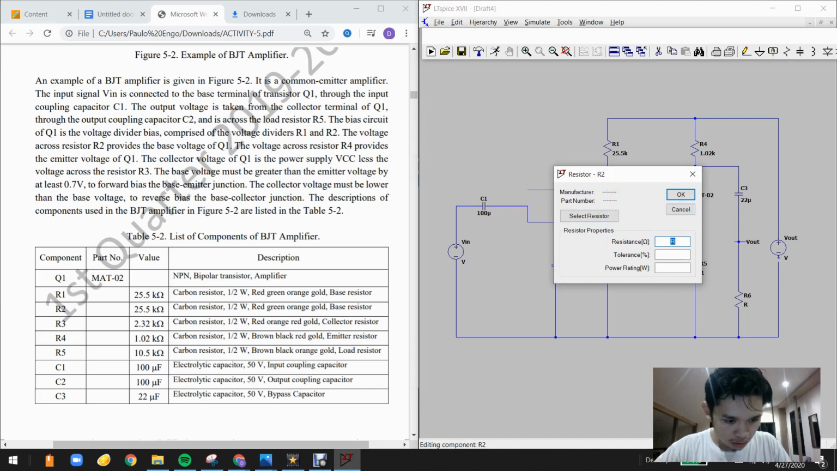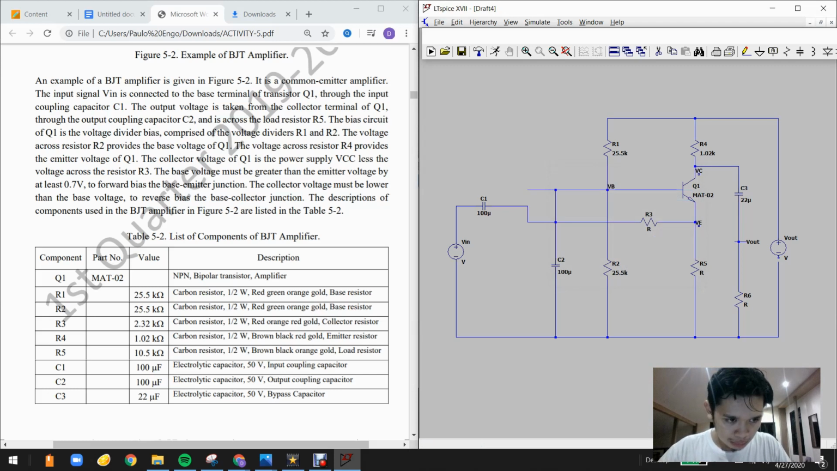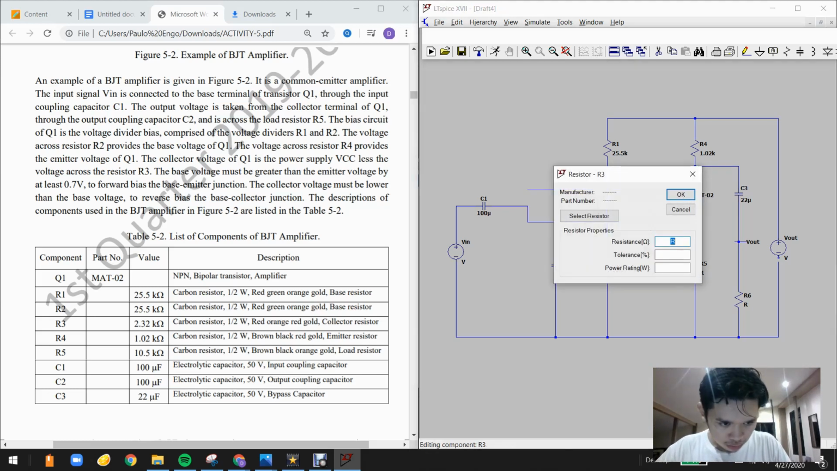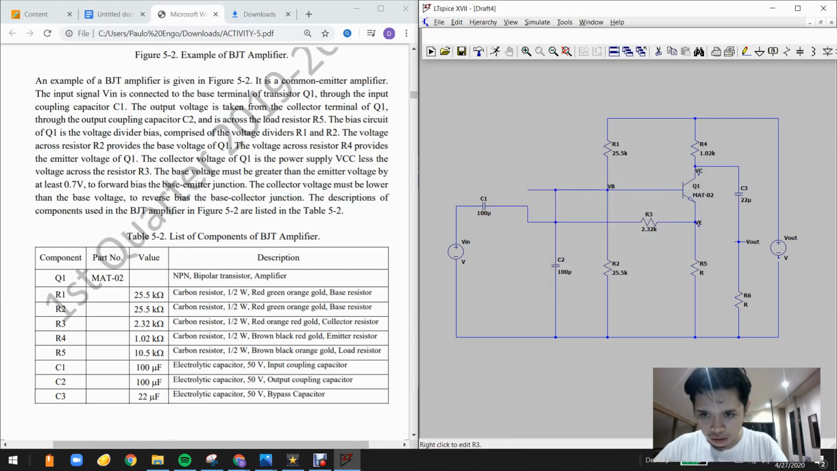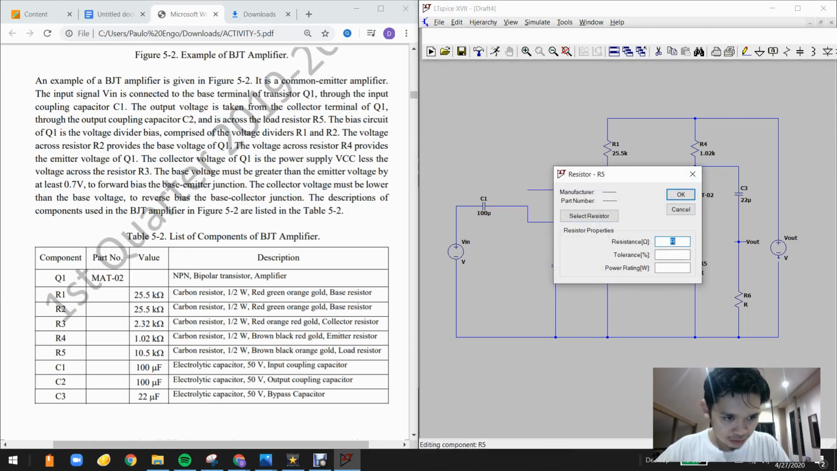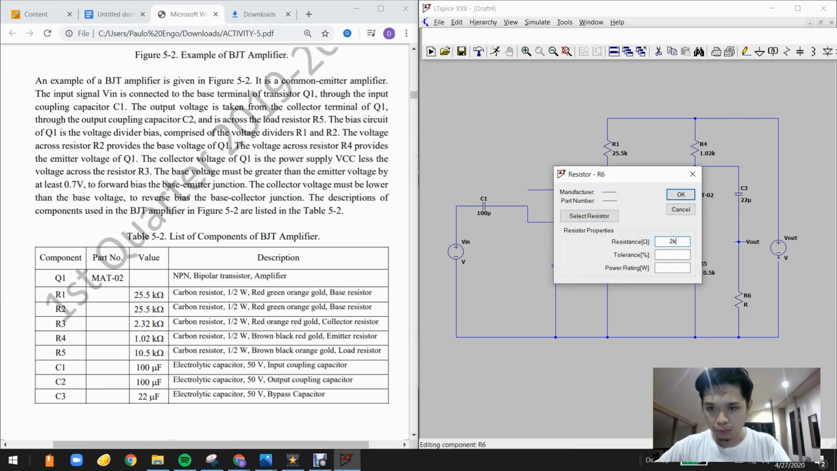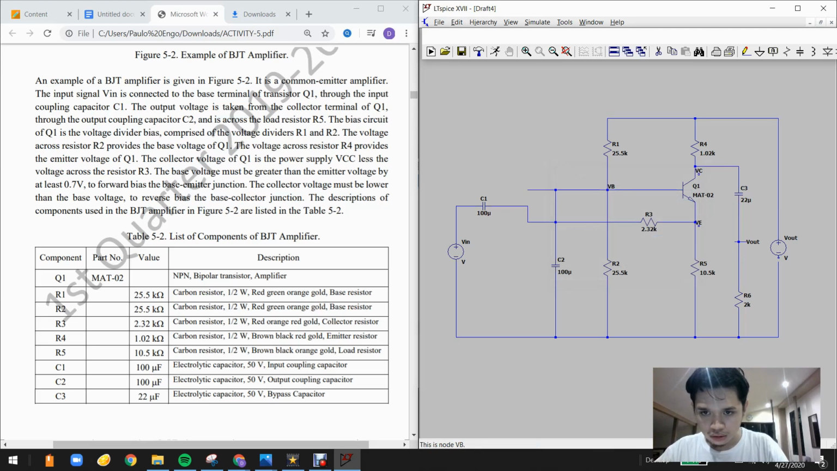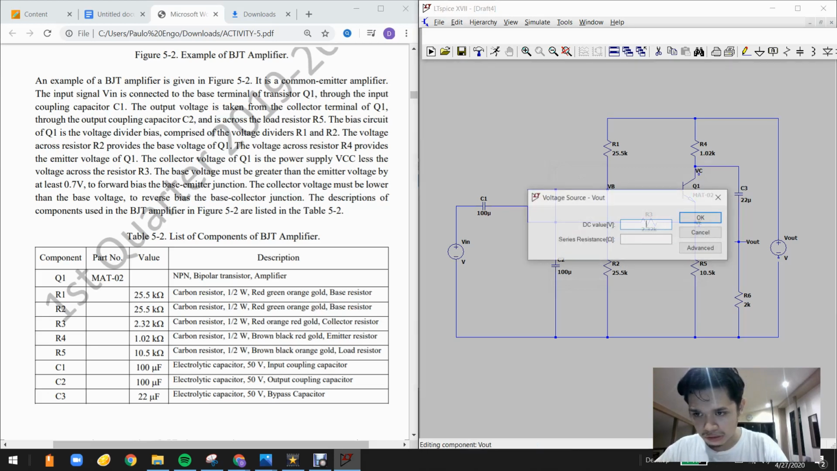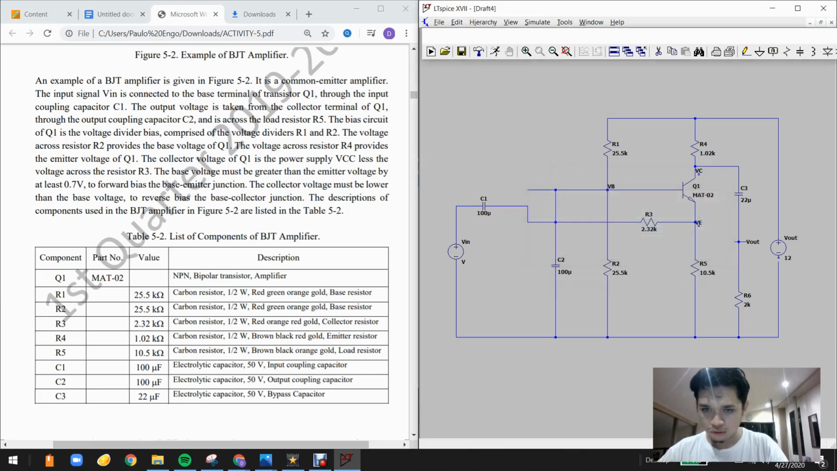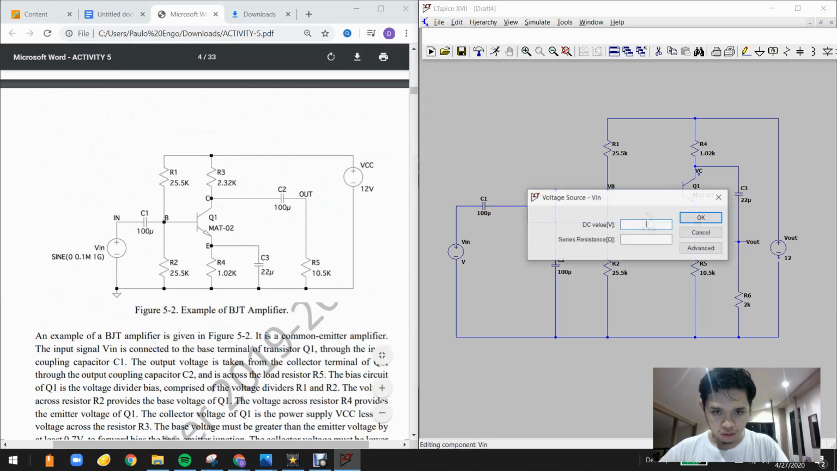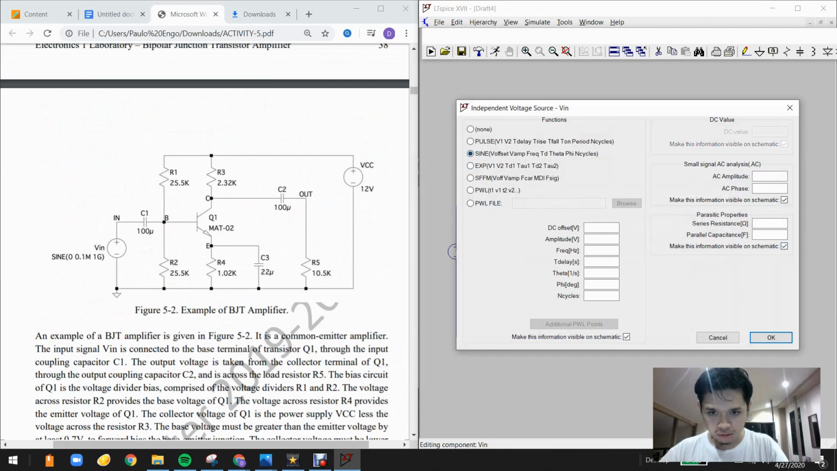R3, R2 is 25.5 kilo ohms. 2.32 kilo ohms. R5 is 10.5 kilo ohms. This one is 2 kilo, and this one is 12. This one would be 0.1 M and 1 G.